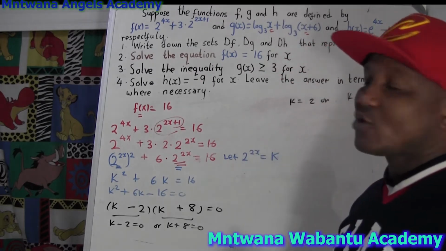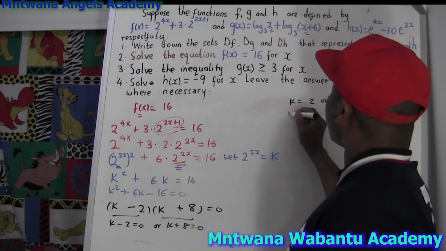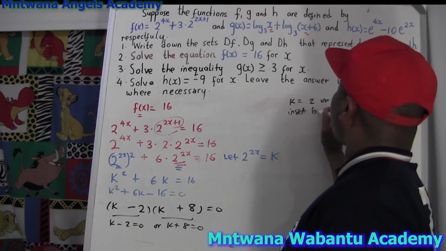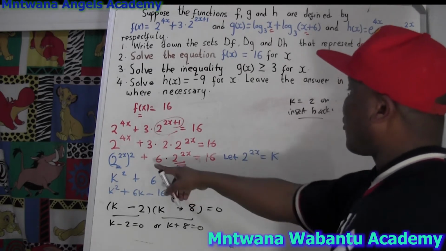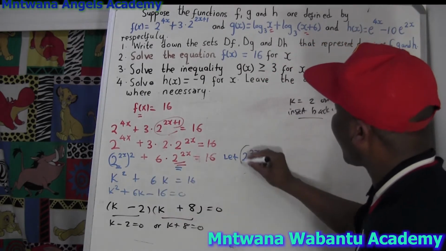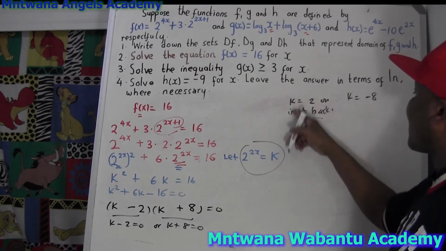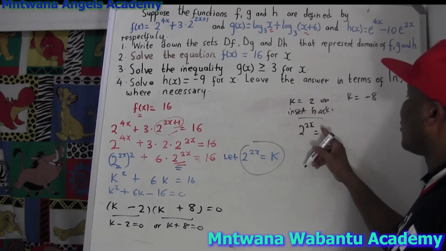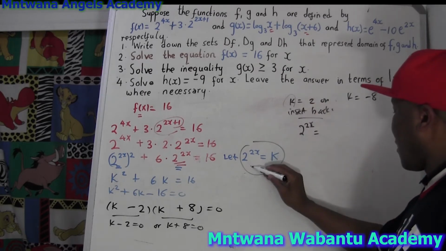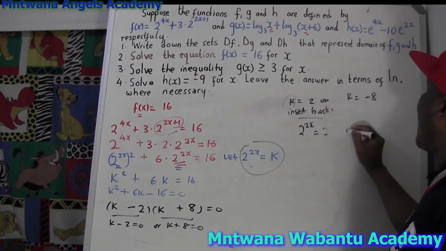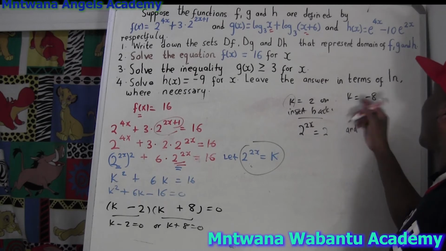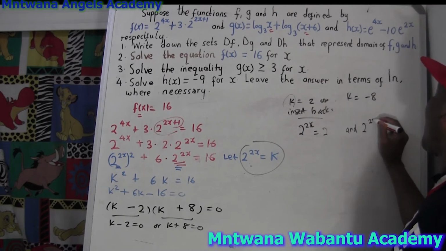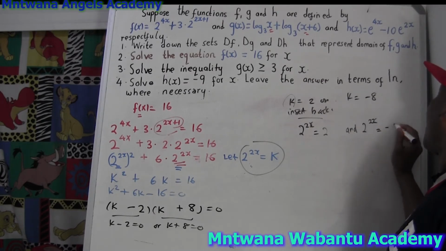But I want to know the value of x, so you have to substitute back. Insert back. What do you insert back? Remember k came from here. So instead of k, you bring back 2 power 2x equal to 2, and this is going to be the same thing. Instead of k, you say 2 power 2x equal to negative 8.